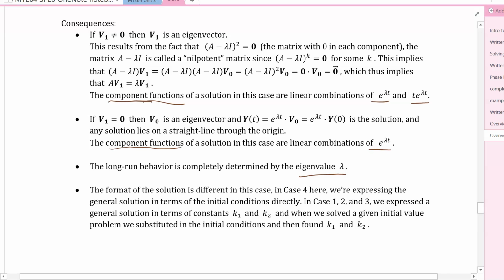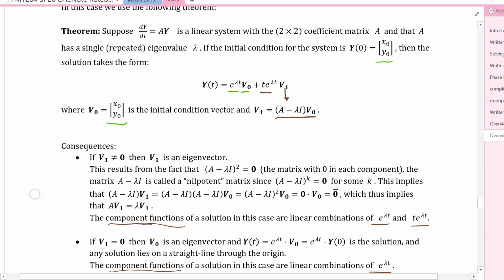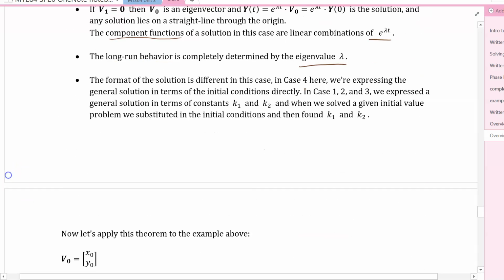Now, one thing that's different about this, and I've highlighted in the last bullet before we go back to the example, we're not seeing any k1 or k2. In the previous cases, we used k1 and k2 as general constants. Then we plugged in the initial condition to find k1 and k2. In this theorem, we are actually just plugging in the initial conditions immediately, and there's nothing to solve for. So in that sense, it's somewhat simpler. All right, let's go through the process.